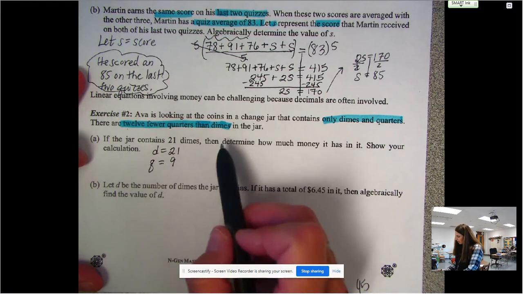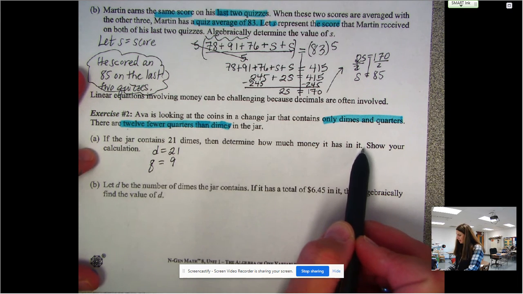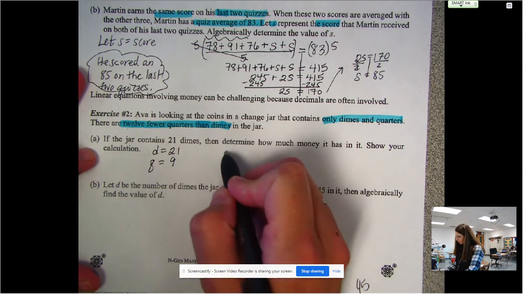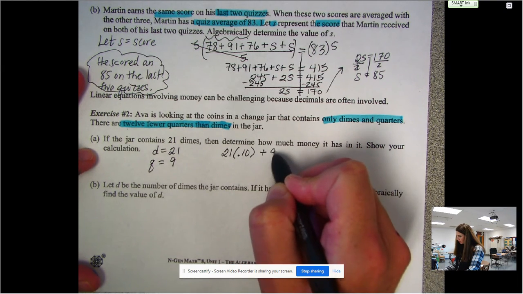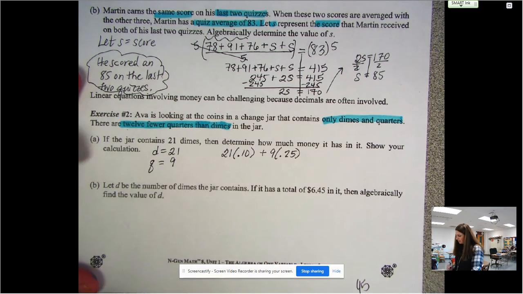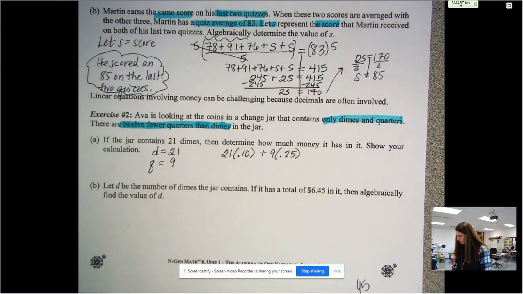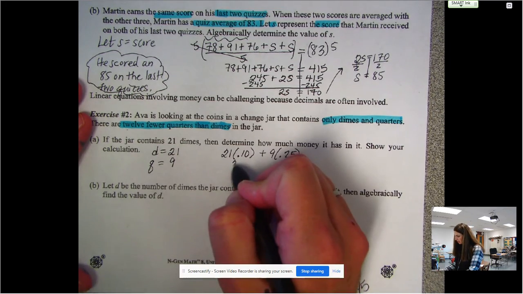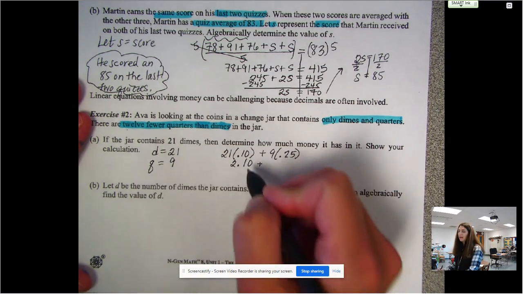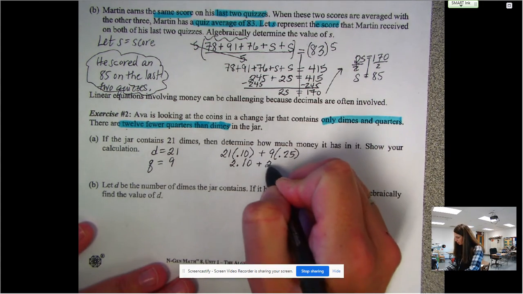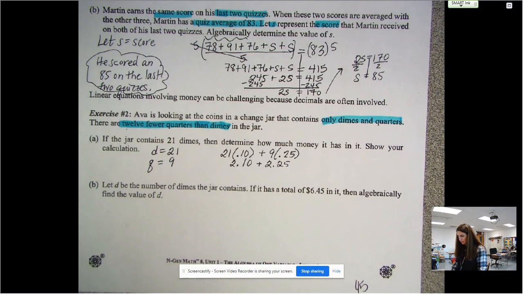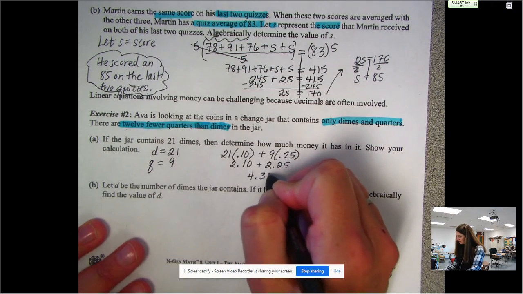Okay? We want to determine how much money is in the jar. So 21 dimes times 10 cents plus 9 quarters times 25 cents. We could type all that in, or we could do each part of the multiplication out at a time. We have $2.10. My calculator said 2.1, but I do know that money has to be to the hundredths place, so I need to add that other decimal. Let's do 9 times 0.25, so I get $2.25. So adding those 2 up, we get $4.35.